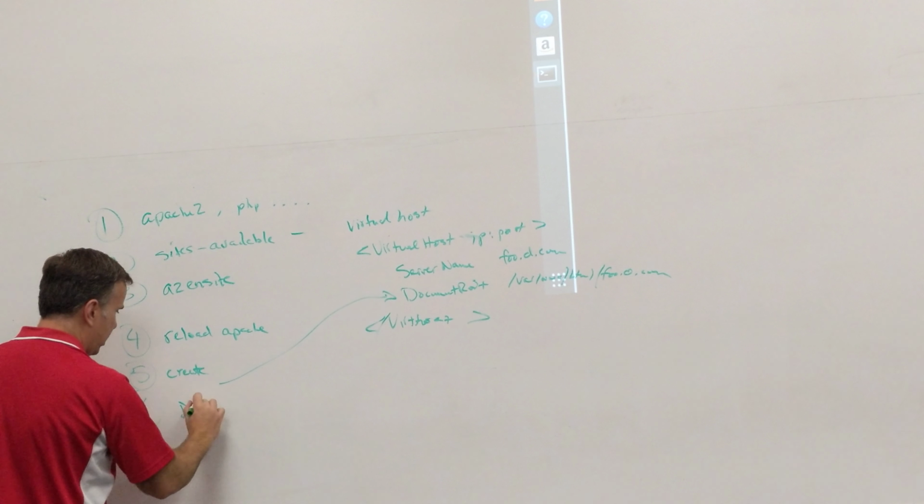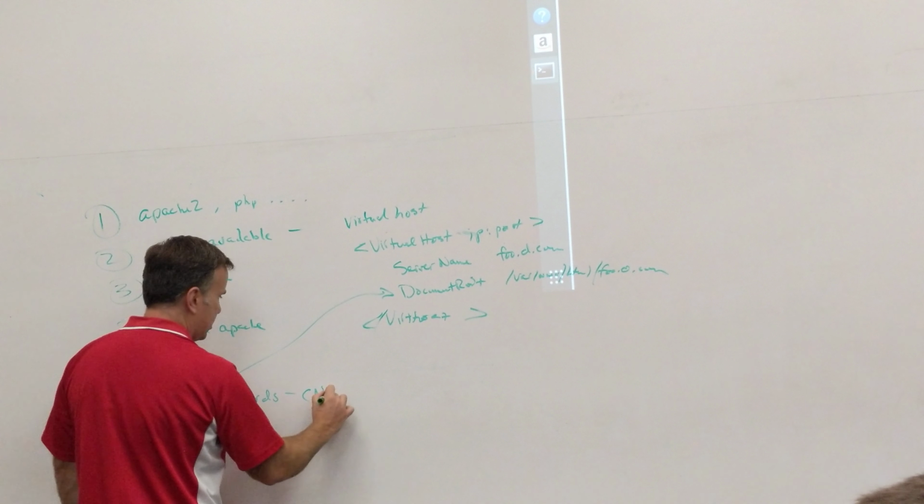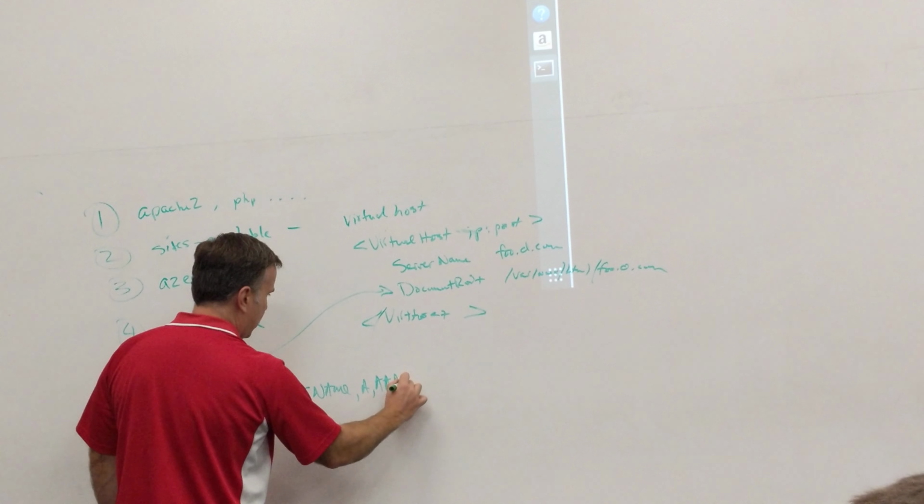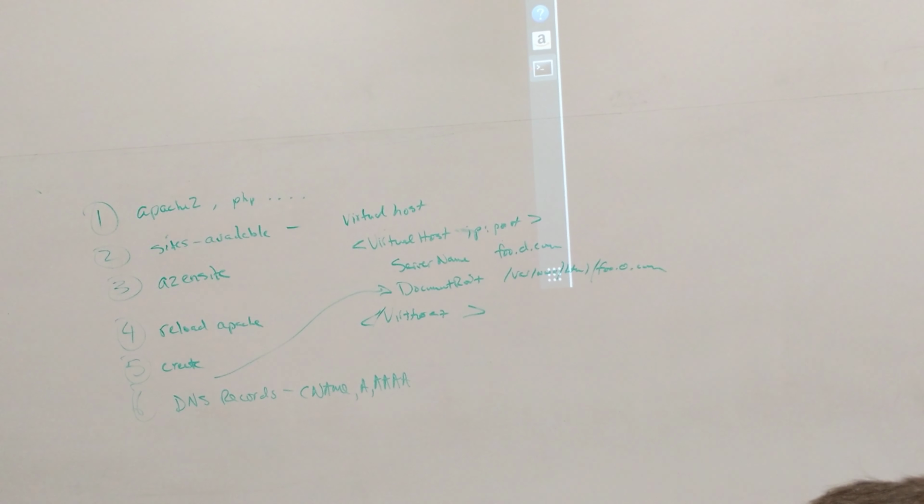DNS records. What DNS records can I create? CNAME, A, or quad A. So is quad A like IPv6? Yep. Okay. Did we miss anything?